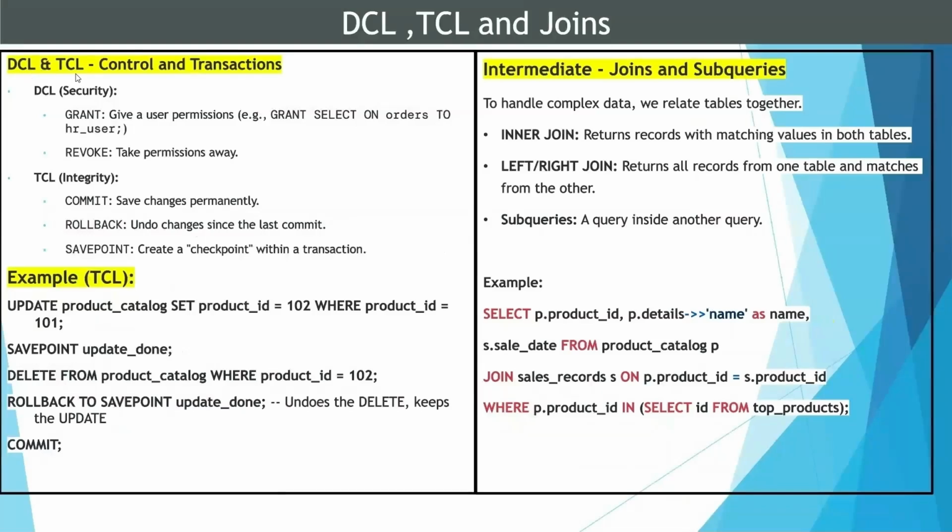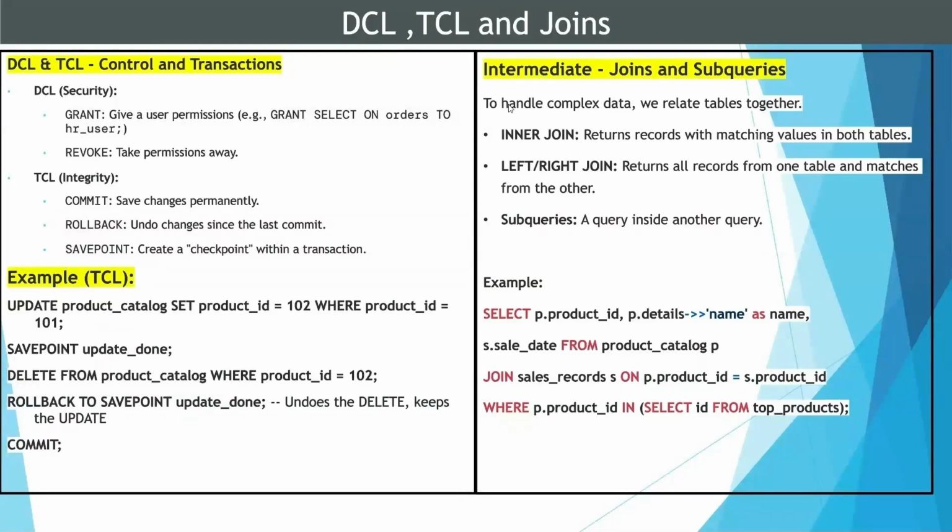Okay, here DCL and TCL, control and transactions. DCL provides security, like grant, which gives a user permission, like grants on orders to HR user, and revoke the permissions. TCL provides integrity, like commit, rollback, savepoint. Here is the example of update, and we can use the savepoint up to where we want. And once we are done, or if anything we have to delete, then we can commit. After commit, data will be saved.